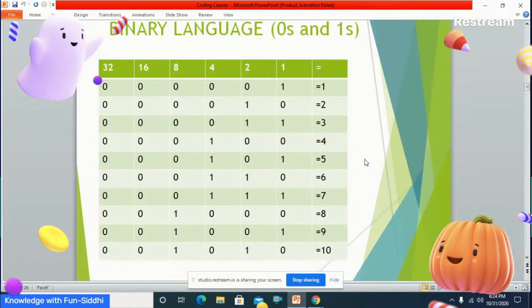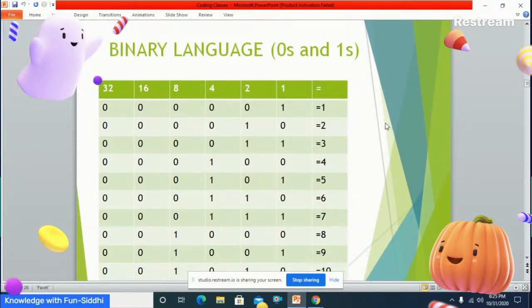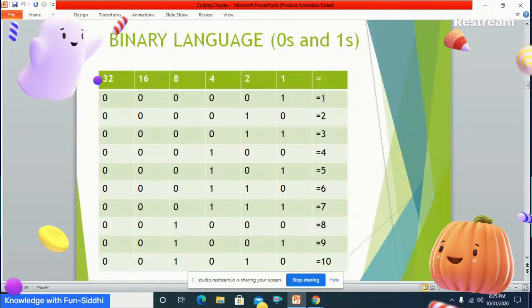Okay, so now we have come to a very interesting topic: binary language, the language of zeros and ones. We are going to learn how we can convert it into our normal system.